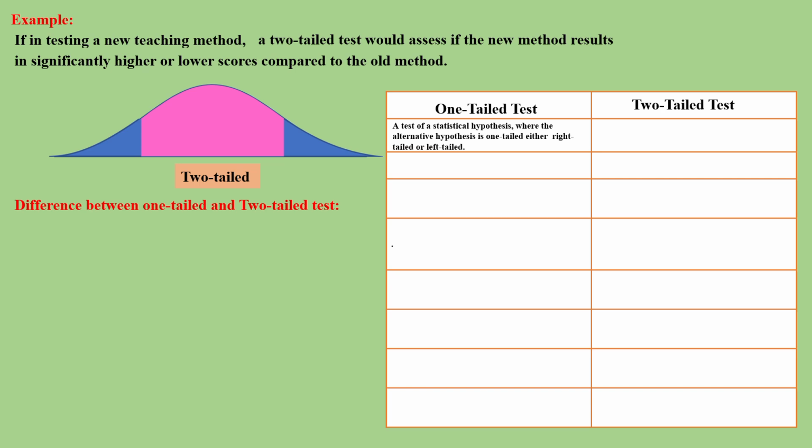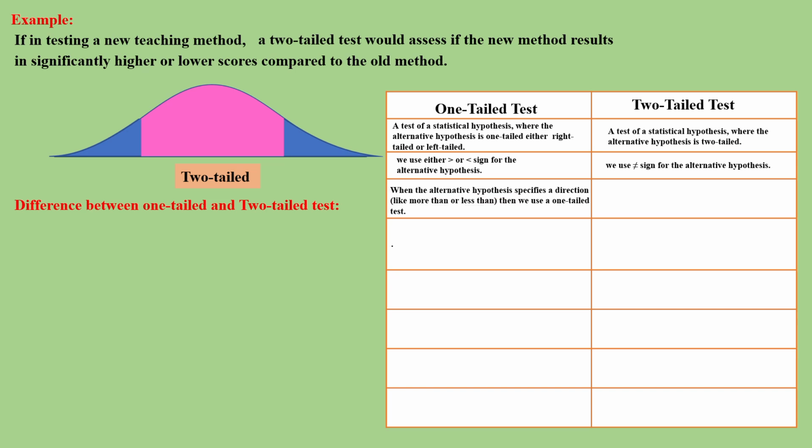A one-tailed test is a test of a statistical hypothesis where the alternate hypothesis is one-tailed, either right or left. Here we are having two-tailed. In one-tailed we use either a less than or greater than sign for the alternate hypothesis. Here we are using not equal to, significantly not equal, in the alternate hypothesis. If the alternate hypothesis specifies a direction like more than or less than, then we use a one-tailed test. If no direction, then we will use two-tailed.